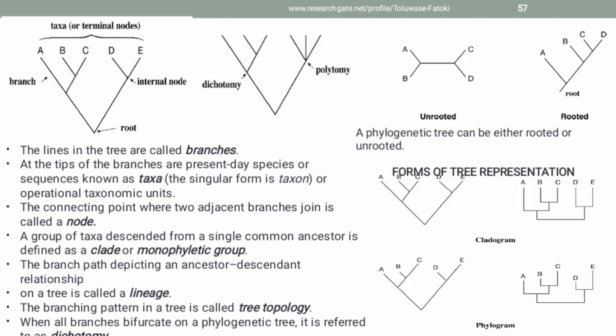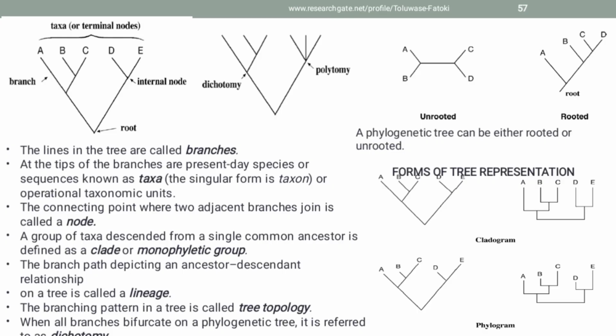For the unrooted, you construct your tree with the hope of getting the relationship between your taxa without having a definite root or ancestor. You want to see the interconnection of just the taxa without their relativity to the root. And then we have different forms of tree presentation. We have cladogram and we have phylogram.